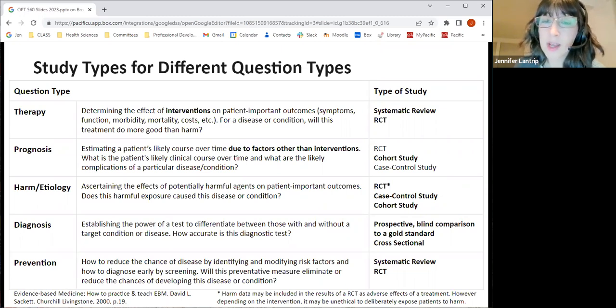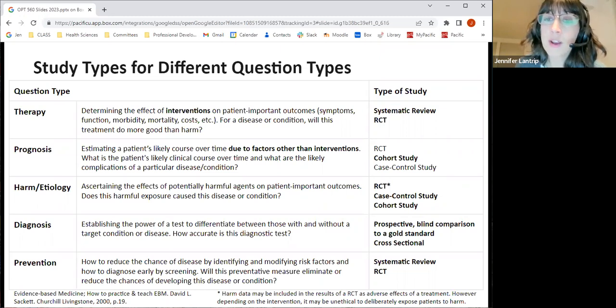However, if there's a systematic review or meta-analysis available that combines the results of many other randomized controlled trials, that would be even stronger evidence. However, other clinical questions cannot be answered by randomized controlled trials because it would be impossible or unethical, and so other study designs are preferred.